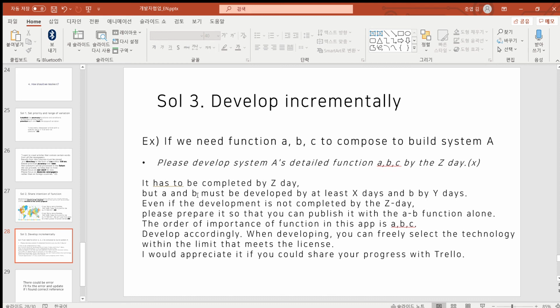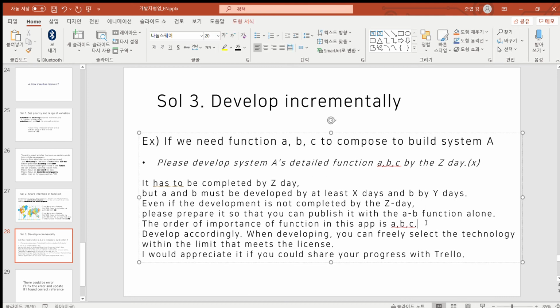It has to be completed by day Z, but A must be developed by at least X days and B by Y days. Even if the development is not completed by day Z, please prepare it so that you can publish it with only the A and B functions alone. The overall importance of functions in this app is A, B, C. Develop accordingly. When developing, you can freely select the technology within the limit that meets the license. I would appreciate it if you could share your progress on Trello.